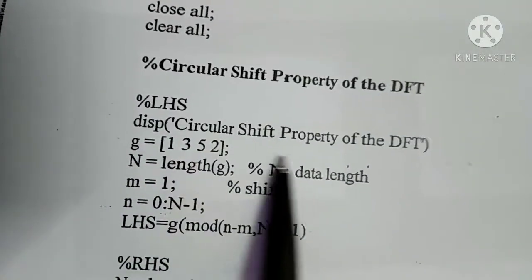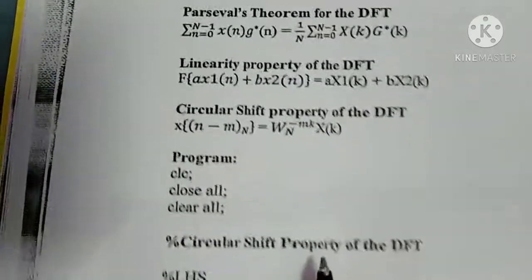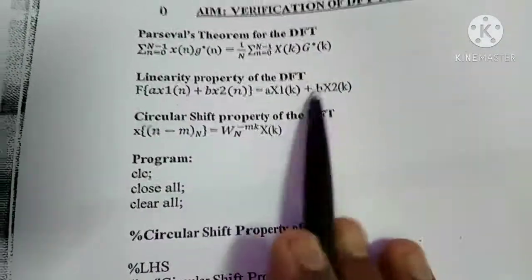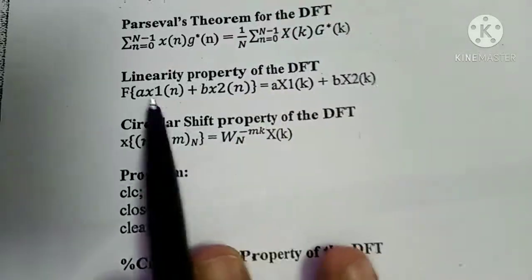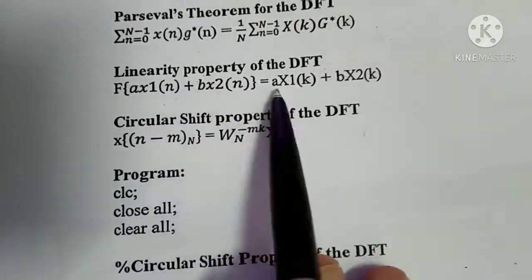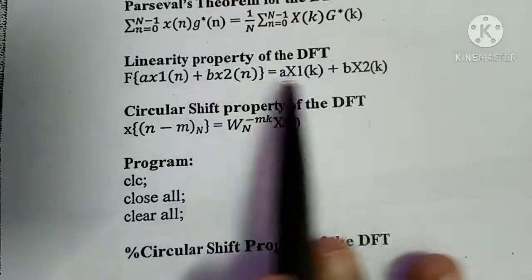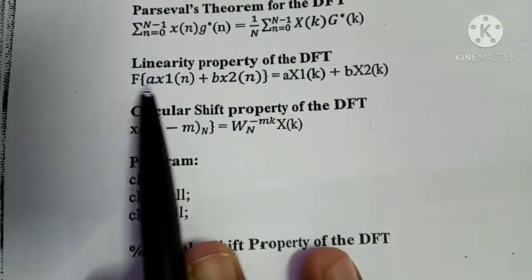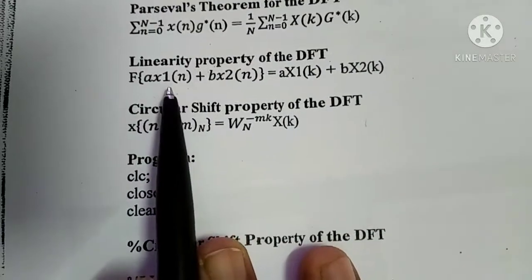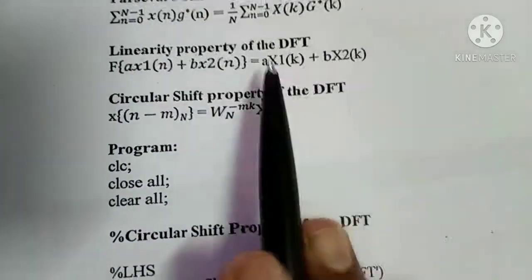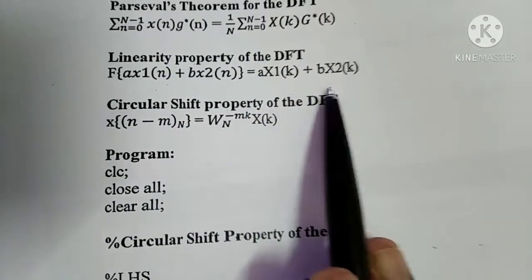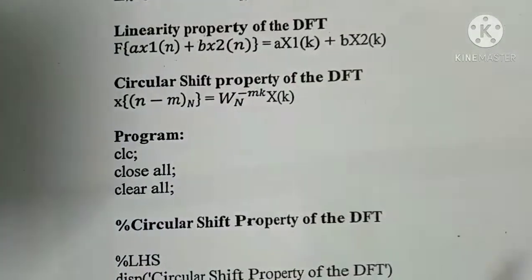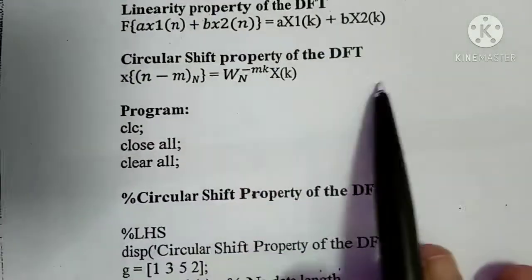First they are proving the circular property. This is Parseval's theorem. Linear property: if we take two sequences and apply the DFT, the answer remains the same if I take the individual DFTs and add them. So the DFT of a times x1 of n plus b times x2 of n is the same as the sum of a times X1 of k plus b times X2 of k, which indicates the linear property. And then the circular shift property.